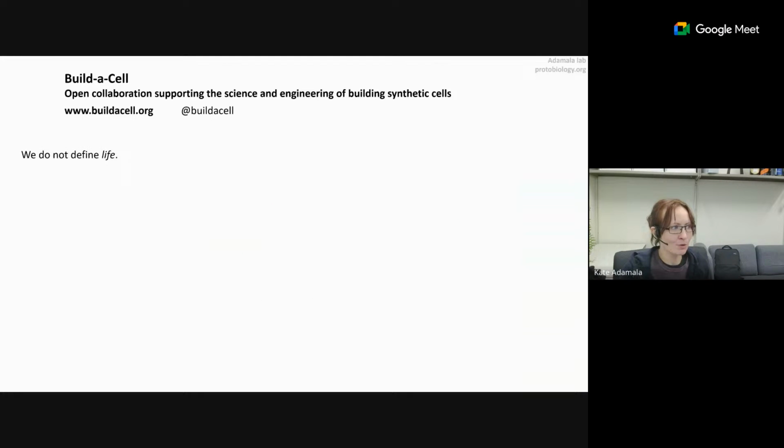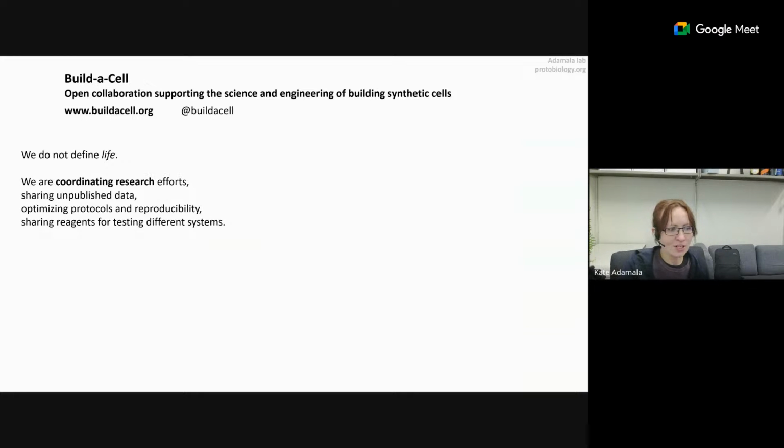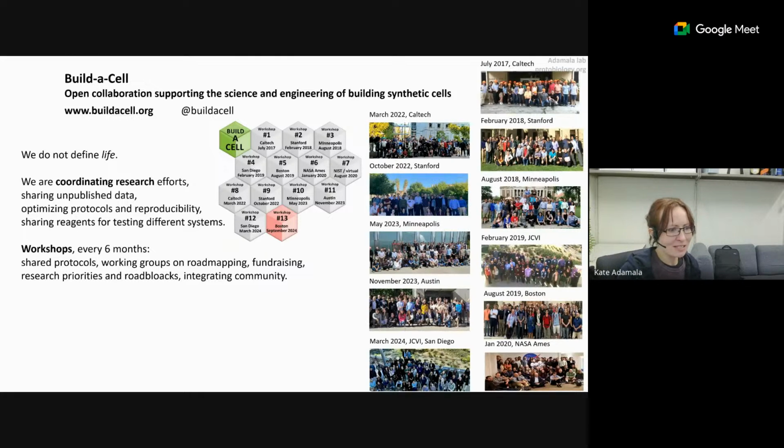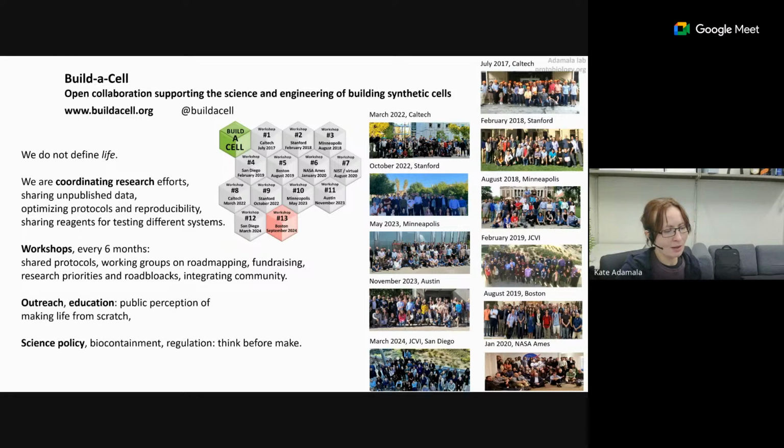That's the best part of our community, is that people actually come together twice a year to those Build-A-Cell meetings, and we coordinate research efforts. That's the part that I really like the most, is every 6 months people come together and we have those one-day workshops where we actually work. It's not talking heads, it's actual people sitting down with their computers working. And we develop shared protocols. We develop outreach strategies. We develop ways to share unpublished results and unpublished data. And that's the best part about this community, is that it actually is friendly.